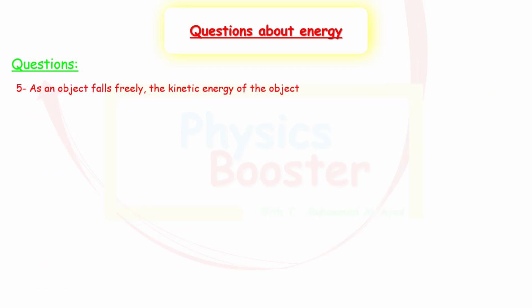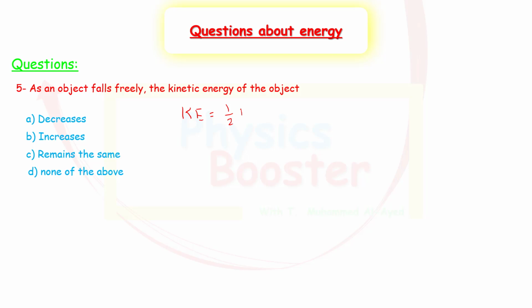Question number 5. As an object falls freely, what happens to the kinetic energy of the object? Decreases, increases, remains the same, or none of the above? Actually, if you're not sure of the answer for these questions, always start with writing the equation. The kinetic energy is equal to half multiplied by m multiplied by v squared, okay?